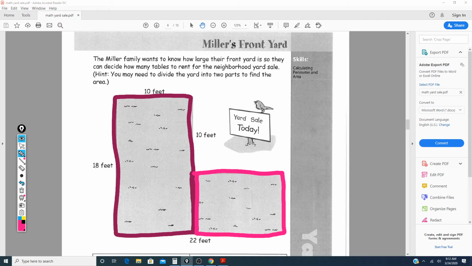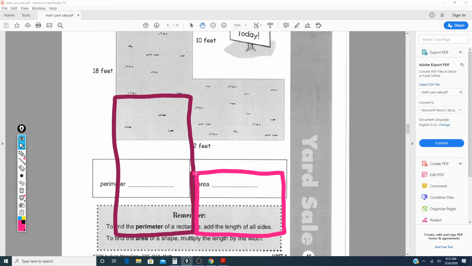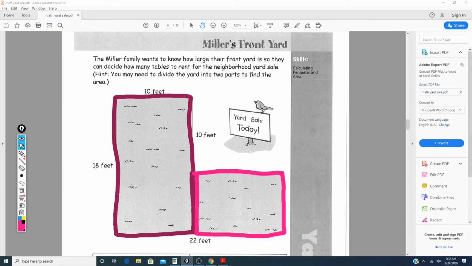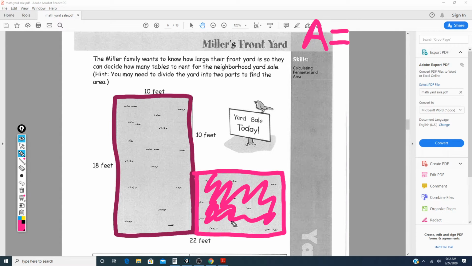So how do we find it? In this instance, the question is asking us for the perimeter and the area. So let's go a little bit more difficult here and go with area. Let's find the area of the pink form right here. The question is, what is the length and the width of this figure right here?